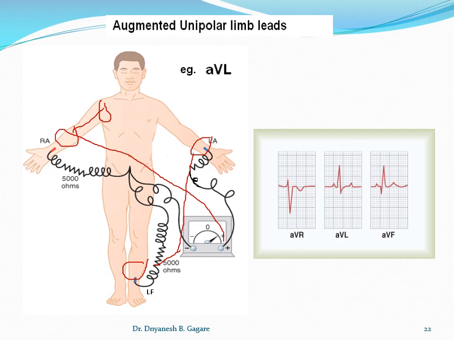And here, the direction of the current flow is always from the right side to the left side, so obliquely downwards. So the current flows in this direction, and if our electrode is here at the right arm, the current flows away from the exploring electrode, and that's why we are getting the negative wave. That is, the polarity of the wave is inverted here.